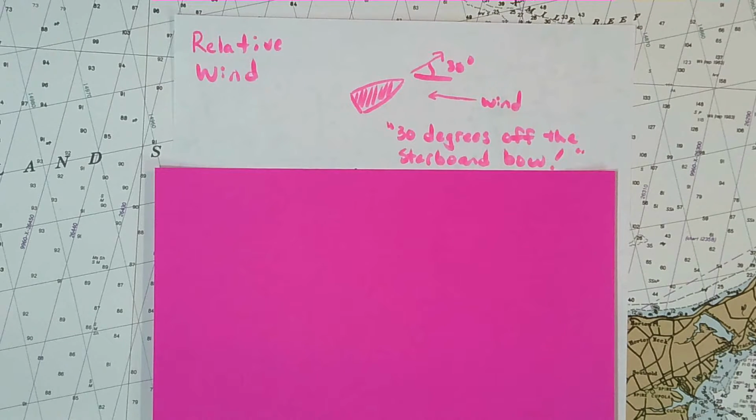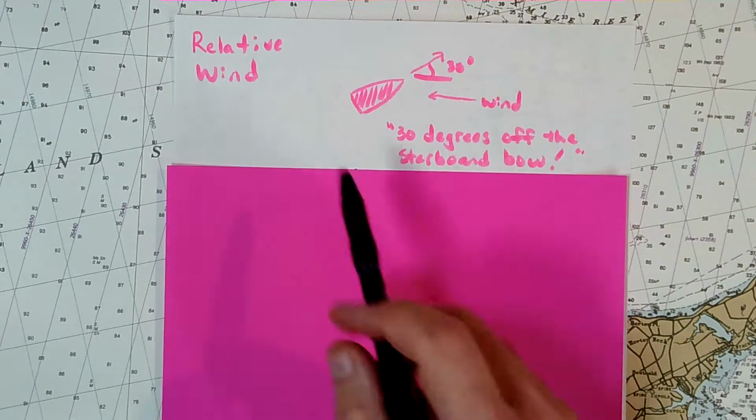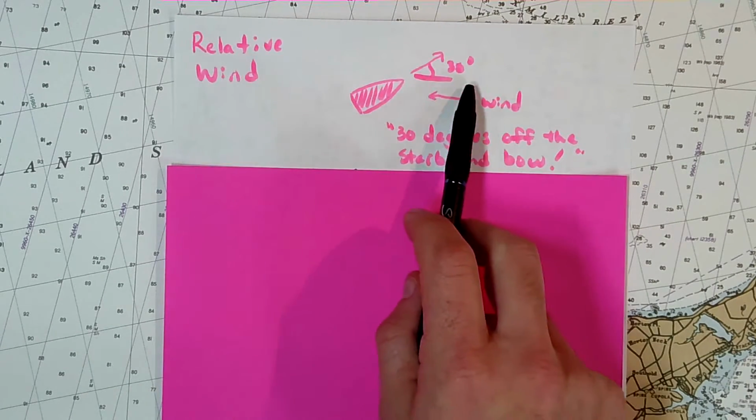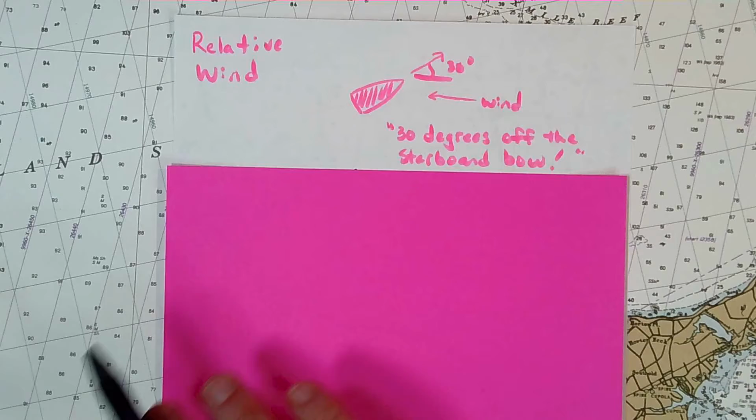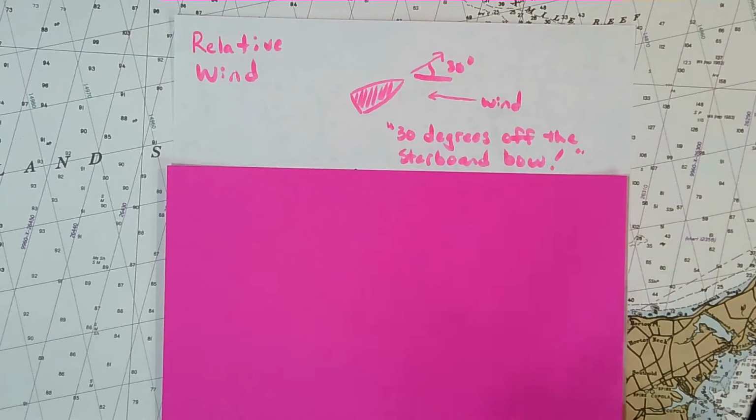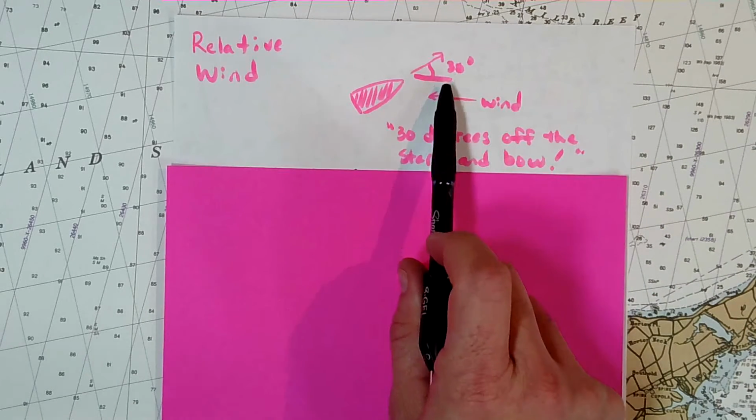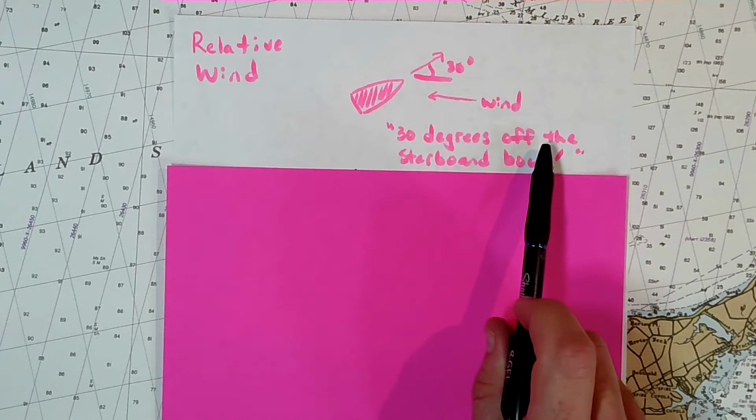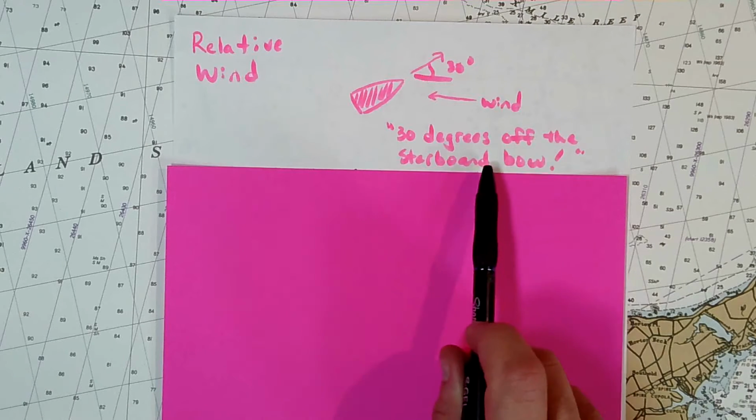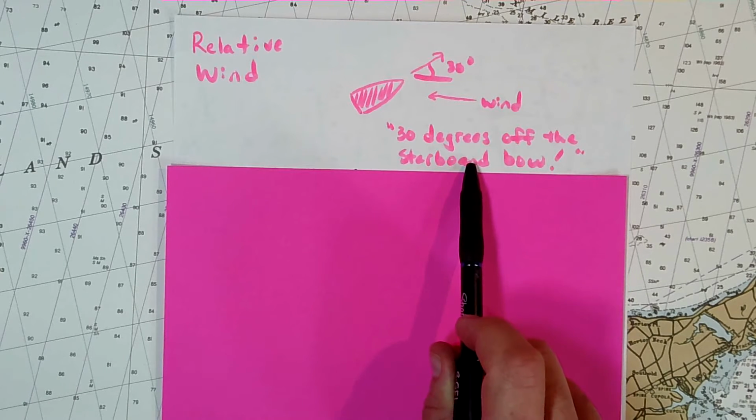The first one is relative wind. The relative wind is just what you would describe the wind doing relative to your own ship. So regardless of the course that your ship is on, if the wind is 30 degrees off the starboard bow, the relative wind is 030, or 30 degrees off the starboard bow.